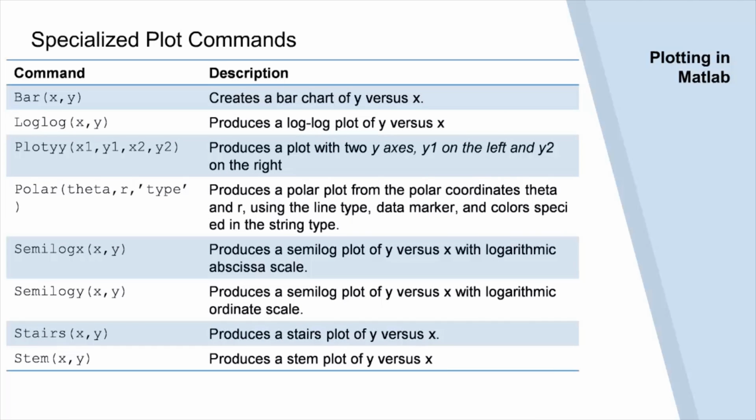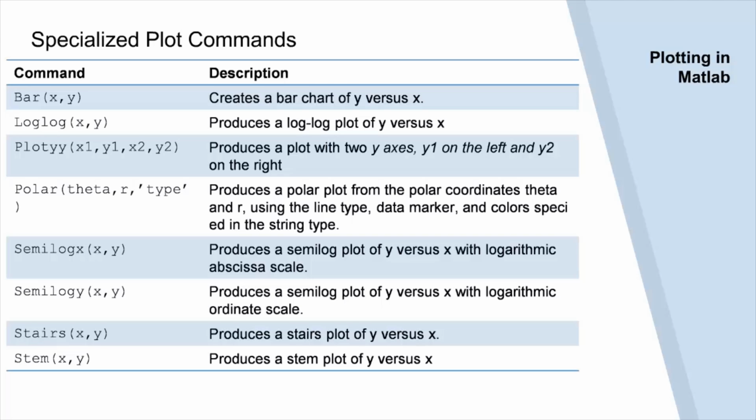Now there are some specialized plot commands. So we have a bar command. It creates a bar chart for x and y. Then we have a log function. So basically it produces a log plot of y versus x where both the x and y axes are in log. Then we have plotyy, which takes as input x1, y1, x2 and y2, and produces a plot with two y-axes, that is y1 on the left and y2 on the right.